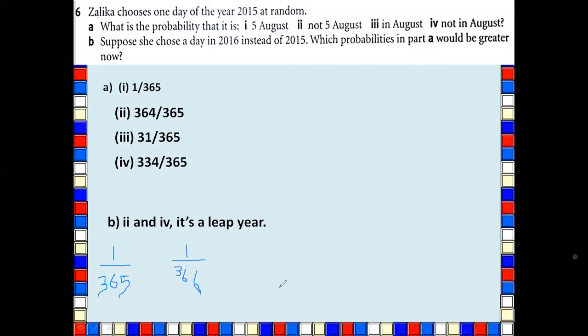Which fraction is greater without changing the denominators? We know if the numerators are the same, go to the denominators. The larger denominator is going to be the smaller fraction. So here, the larger denominator is 366. That means the fraction 1 over 366 is smaller than 1 over 365. So that's not going to be greater than the other one. Same as II, and same as any question like this.